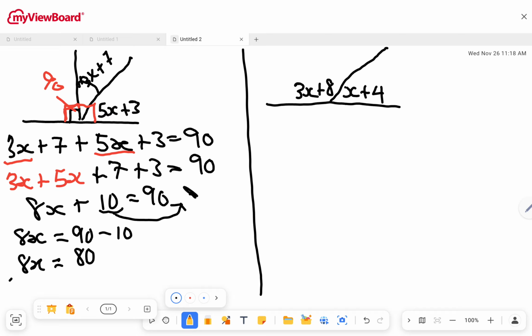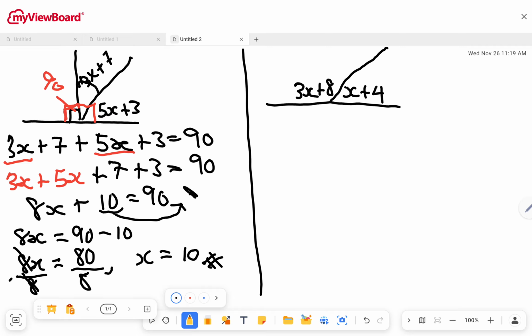Then our next step is to divide both sides by 8, the coefficient of x. And the coefficient of x is 8. So we have here to be 8, here to be 8. 8 divided by 8 is 1. So we have our x. And then 80 divided by 8 is 10. So it means our x is equals to 10. And that will be our answer.